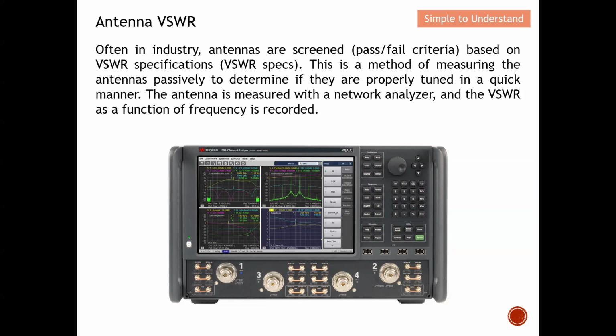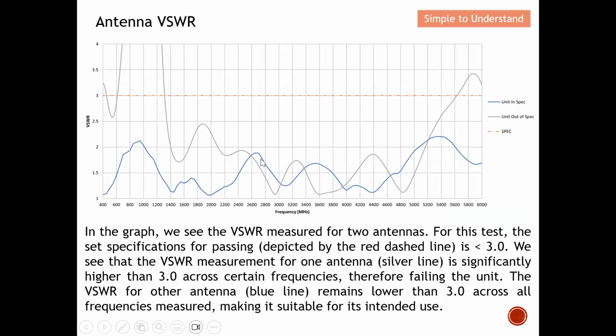Let's take a look at an example to understand better. Over here, you can see that there are two antennas, one in blue, one in silver. In the graph, we see the VSWR measured for the two antennas. For this test, the specification for passing is less than 3, which means that VSWR needs to be lower than 3 in order to pass.